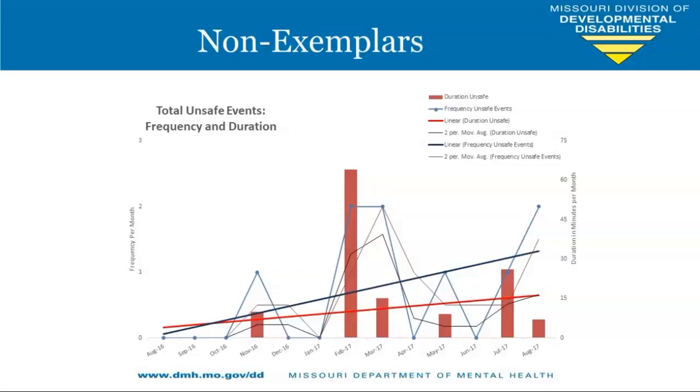And then we've got a bunch of things going on: frequency, duration, we've got some trend lines. The unfortunate thing is we don't have any phase lines. We don't have a real understanding of what in fact is going on.